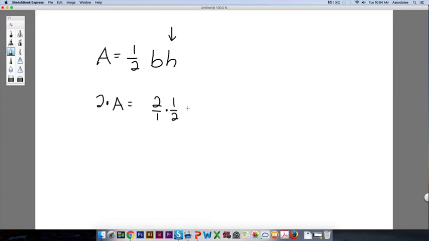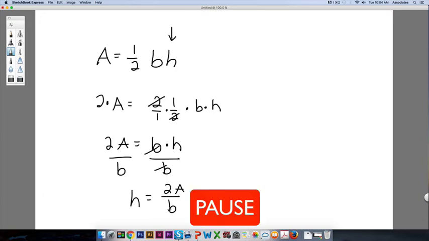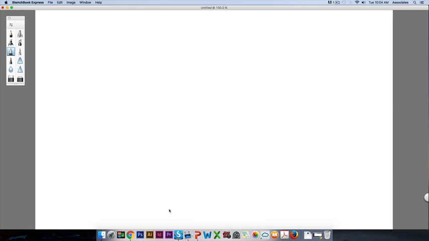And 2 in this case, I'm going to make 2/1. So I get 2a equals, these cancel, b times h. I'm still solving for h, so I'm going to divide both sides by b. These cancel, so the height is equal to twice the area divided by the base. And those are the steps that you should show for full credit on your test. All right, pause the video if you need to. Welcome back. Let's go to our very last problem.